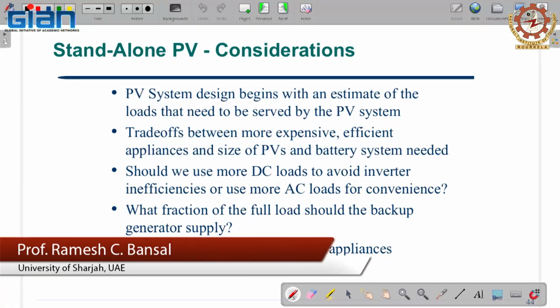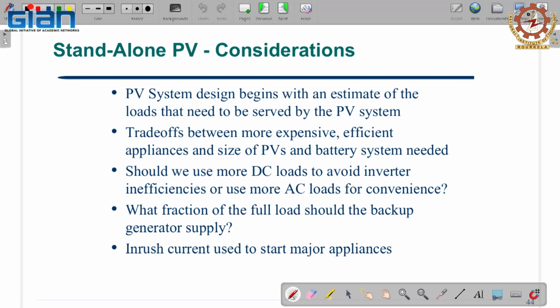Okay, then in isolated systems, some of the considerations I discussed, and a few more you can see. Standalone PV system design begins with an estimate about the load that needs to be served. We discussed this point. Then there is the trade-off between more expensive, efficient appliances and the size of the PV and battery system needed.